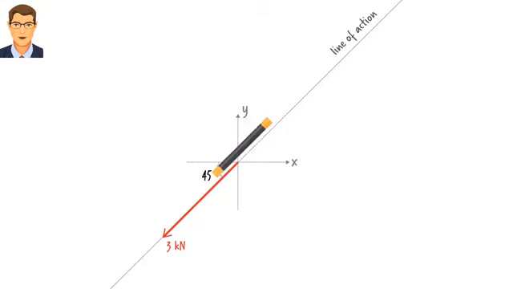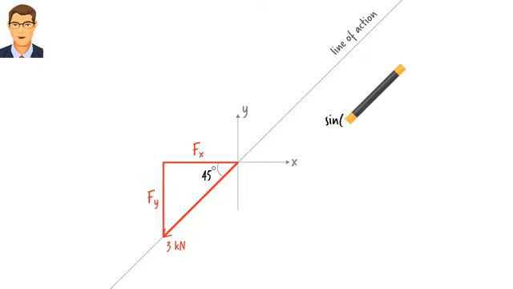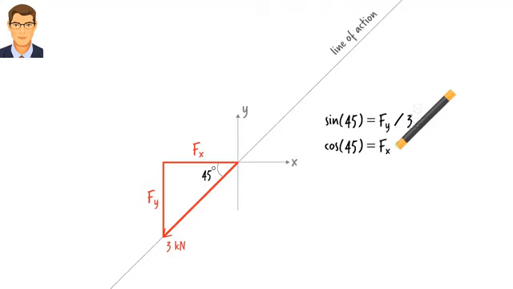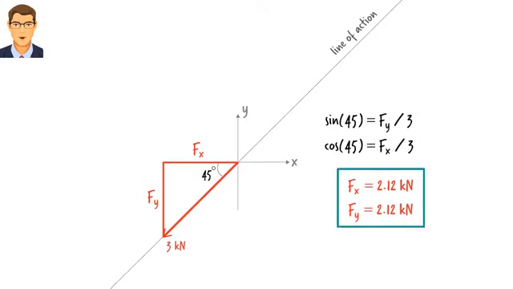Let's assume the vector makes a 45-degree angle with a horizontal axis. We construct our right triangle by making our vector its hypotenuse. We label the horizontal side of the triangle fx, and we call the vertical side fy. Now we use the definition of sine and cosine to determine these unknown lengths. These are the x and y components of the given force vector.